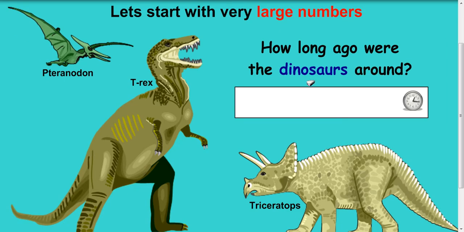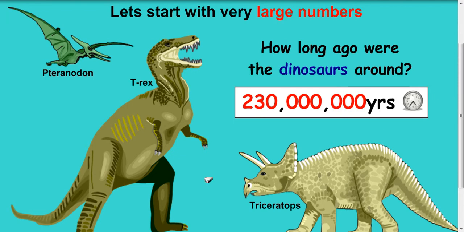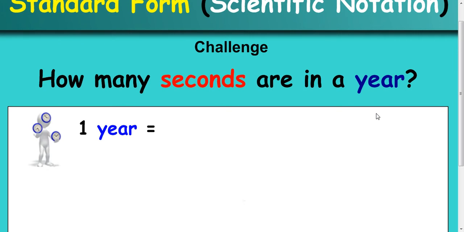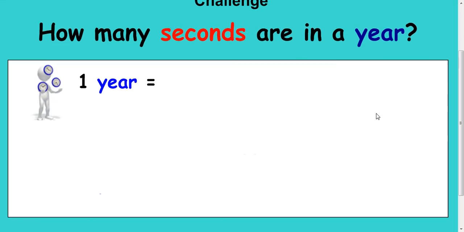Again, dinosaurs, they were around 230 million years ago. Time can also be a place where you get loads of zeros. And calculations like how many seconds in a year would also provide very large numbers.